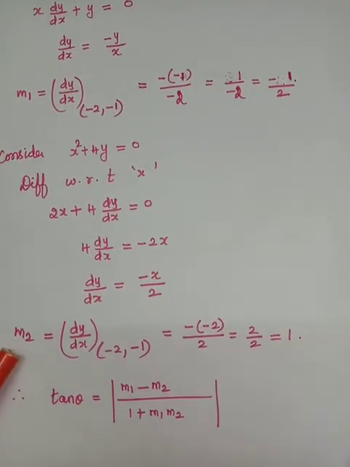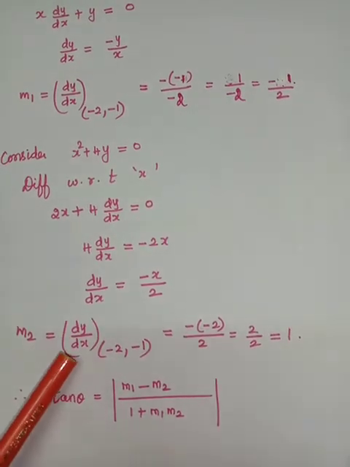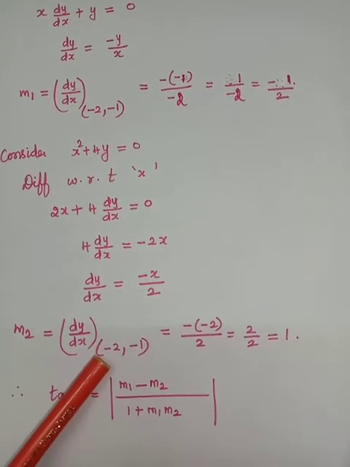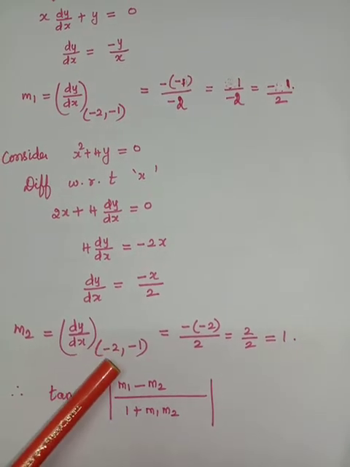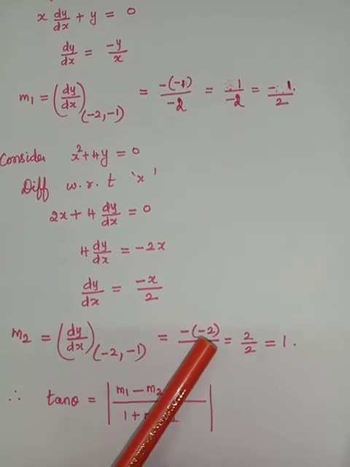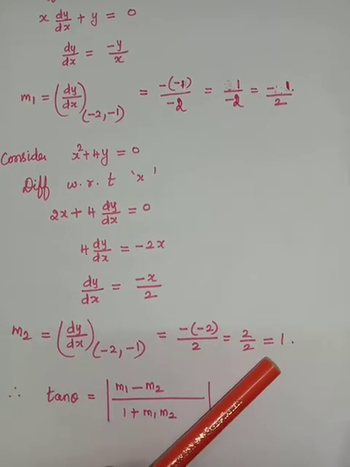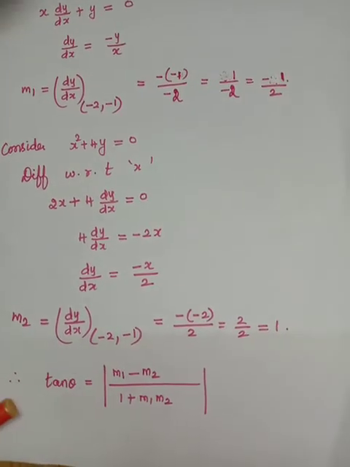Next you have to find m2. So dy by dx at the point of intersection minus 2 comma minus 1. So in the place of x, what has to be substituted? Minus 2. So minus of minus 2 divided by 2, that is equal to 1. So you have to substitute in this formula.